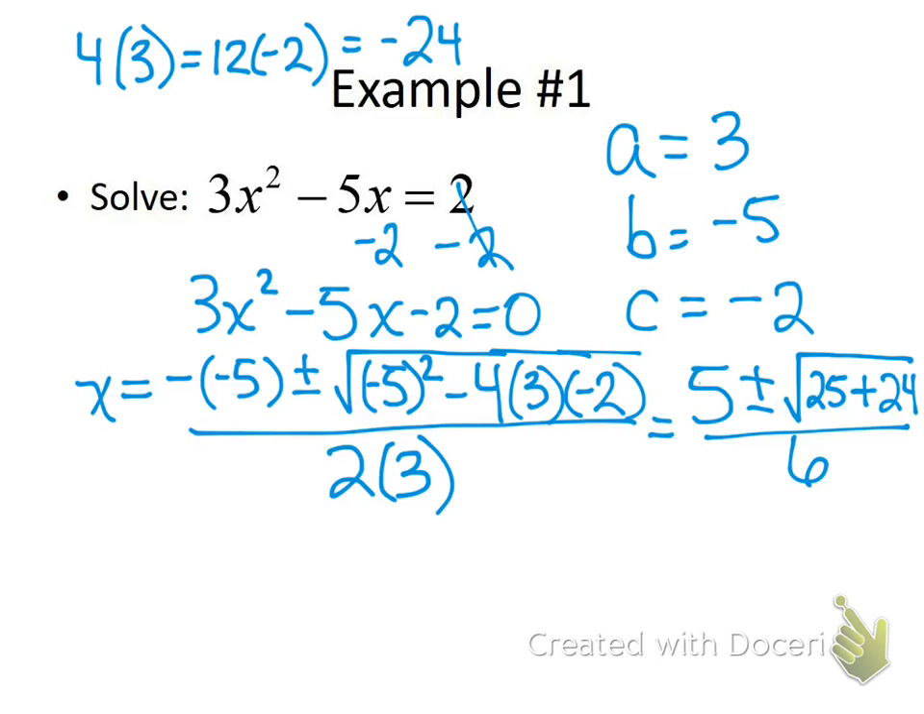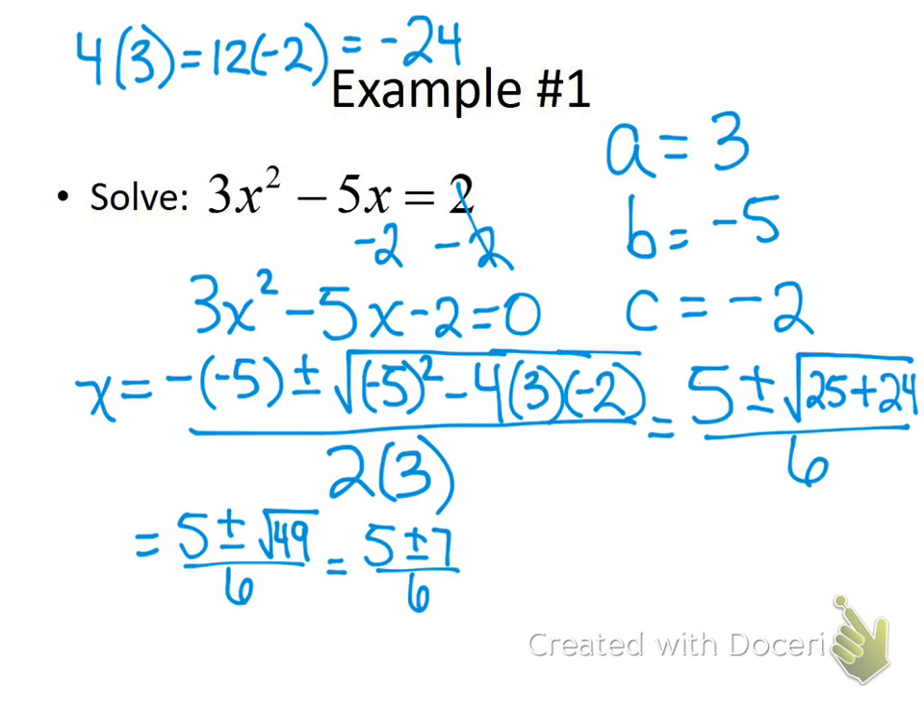Good. We can simplify 25 plus 24 underneath that radical. Everything else is staying the same. What is 25 plus 24? 49. What simplifies now? The square root of 49 is 7. So we have 5 plus or minus 7 divided by 6.